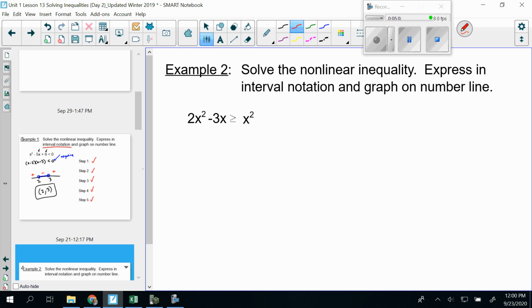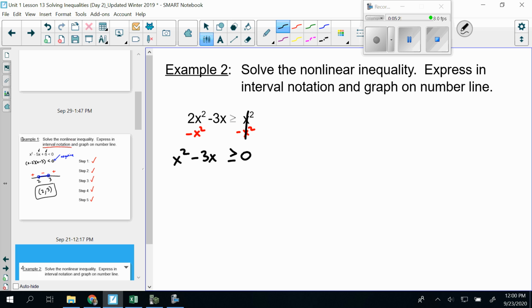So let's get this x squared out of here. Let's subtract it to the other side to start with. So now this cancels out. This is going to be compared to 0 like we want. On the other side, 2x squared minus 1x squared is going to be 1x squared. And then we still have that minus 3x. So that was step 1.